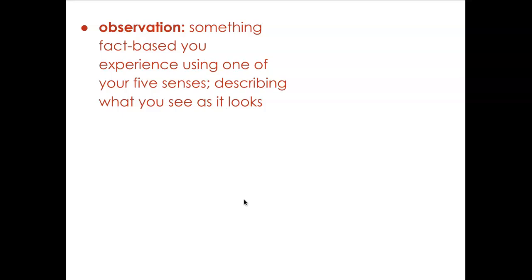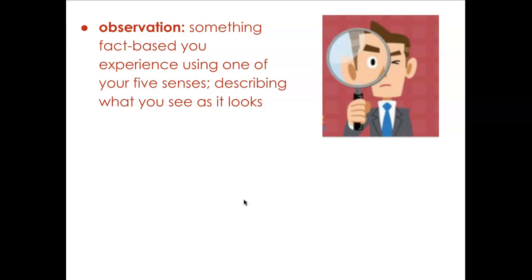Okay, observation. We've talked about this one. This is something fact-based that you experience using one of your 5 senses, describing what you see as it looks. So we say that observation you do with your eyes. It's something that you notice and you see. We say it's fact-based because you can go and point to it, right? And so we think of these as like our clues.